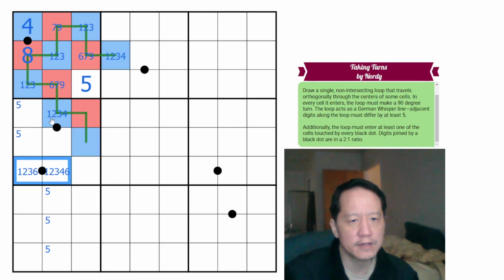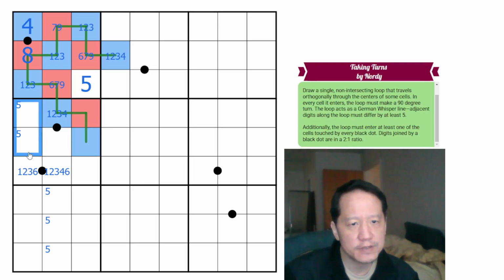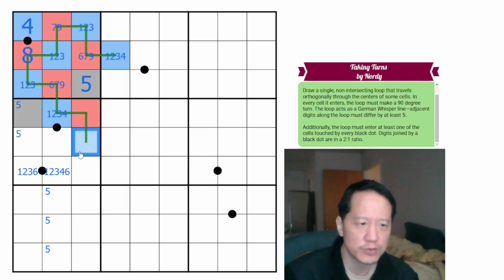Actually, it has to always enter here. The question is, can it actually go this way then this way? That's possible, I guess. It can never enter in this, though. So this is not possible to be in the German whisper line. This is not possible to be on the German whisper line.